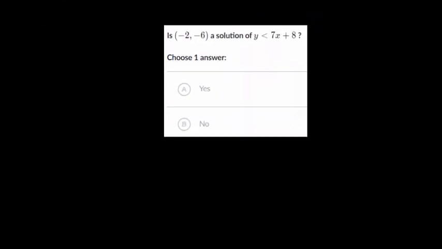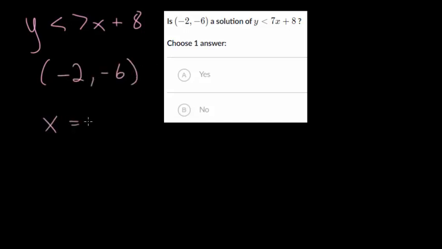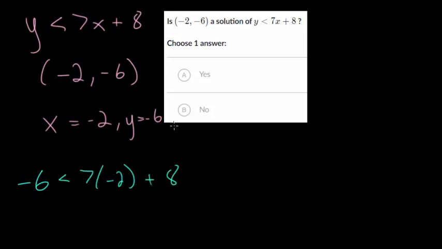And let's do one final question. We again have that y is less than 7x plus 8. We have this inequality, and it's going to go through the point (-2, -6). So x is minus 2, y is minus 6. We're going to plug those in. So y is negative 6 now, and this is less than 7 times minus 2 plus 8.